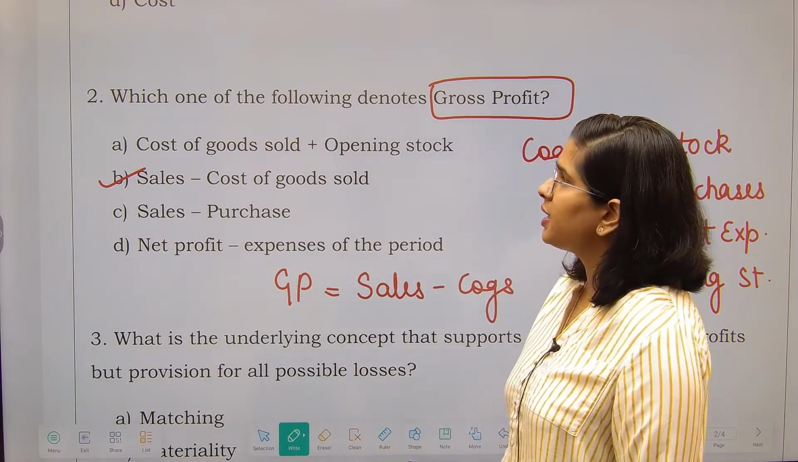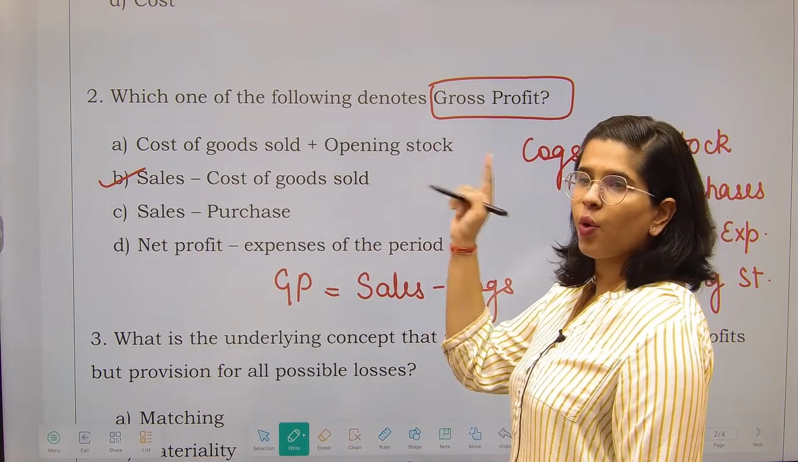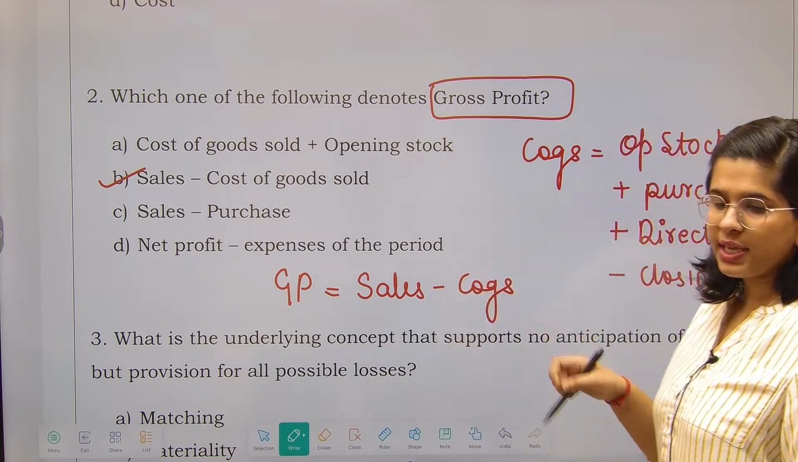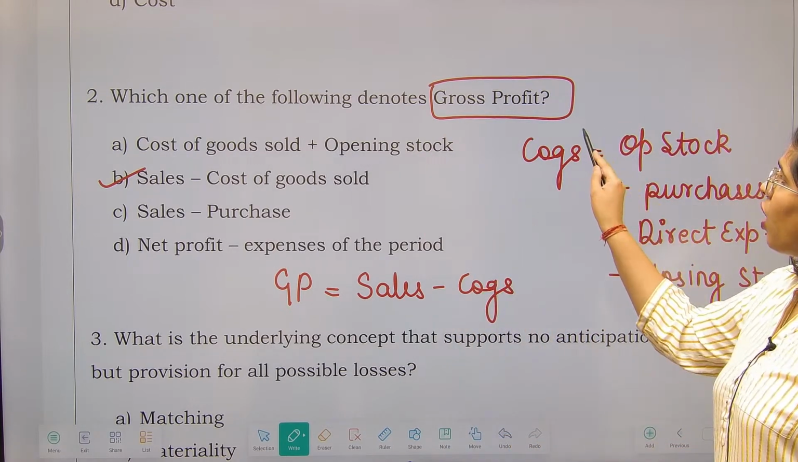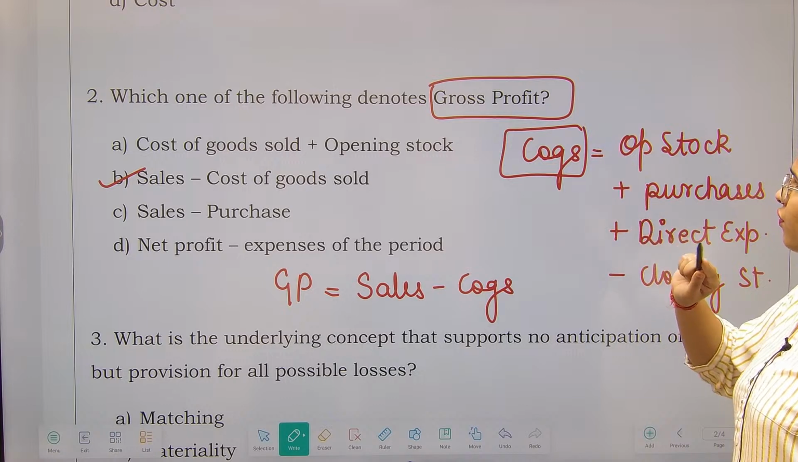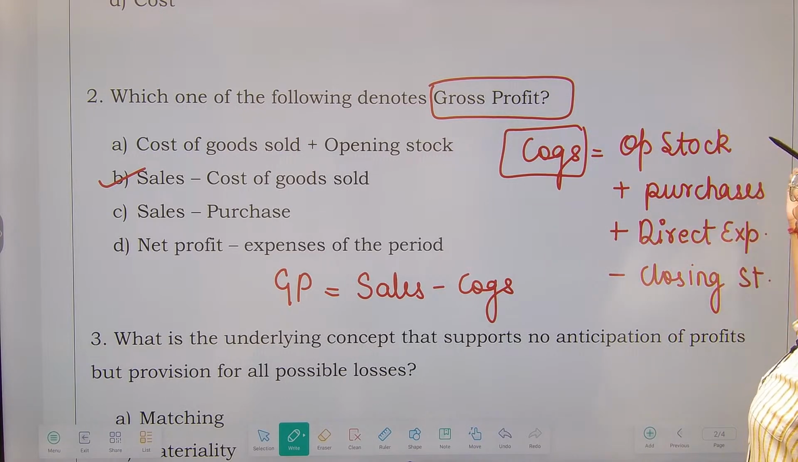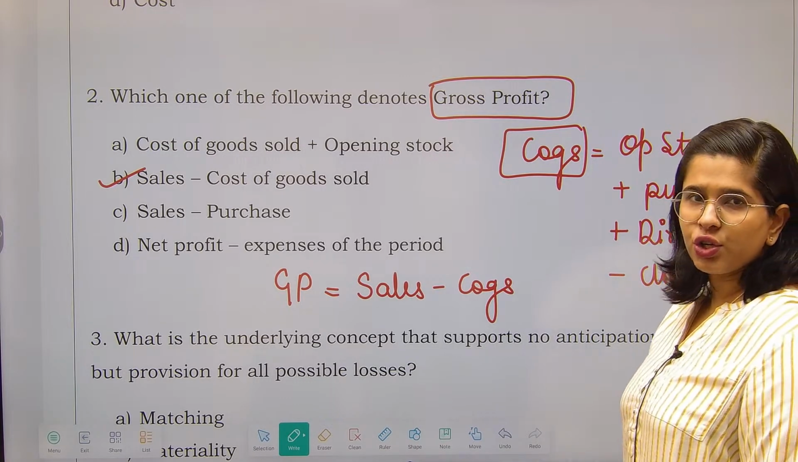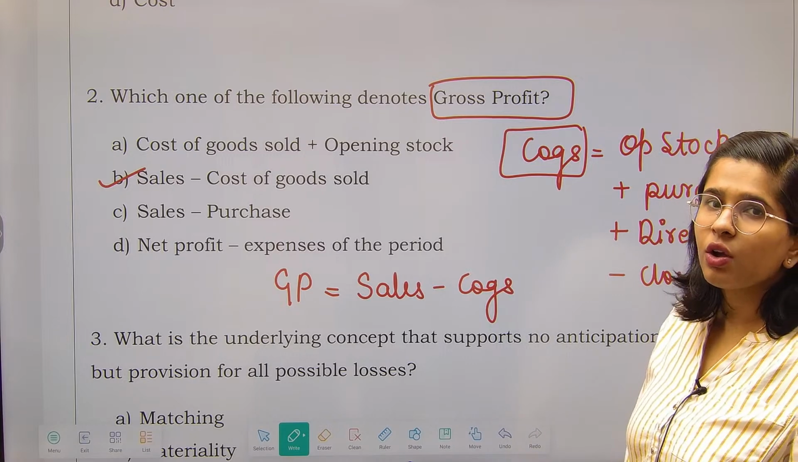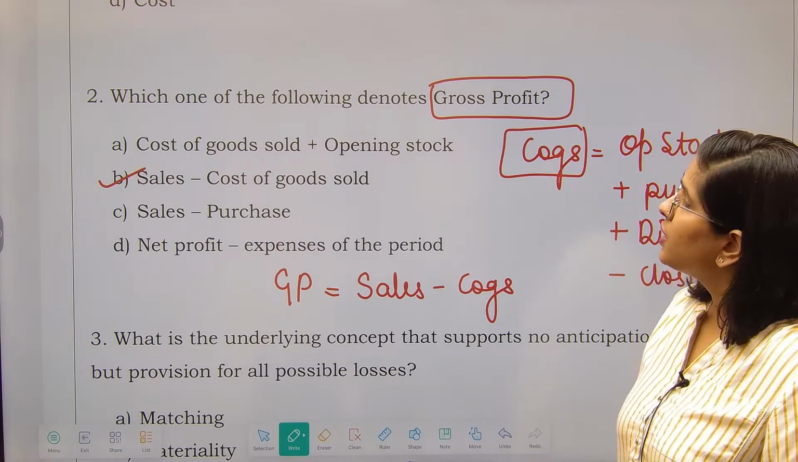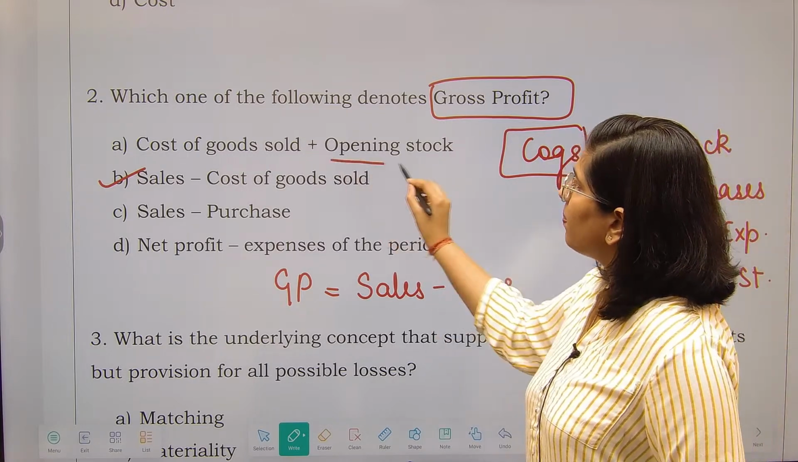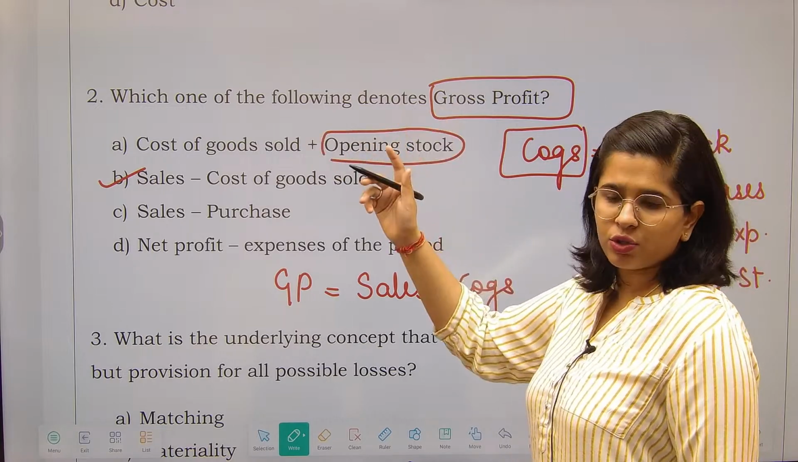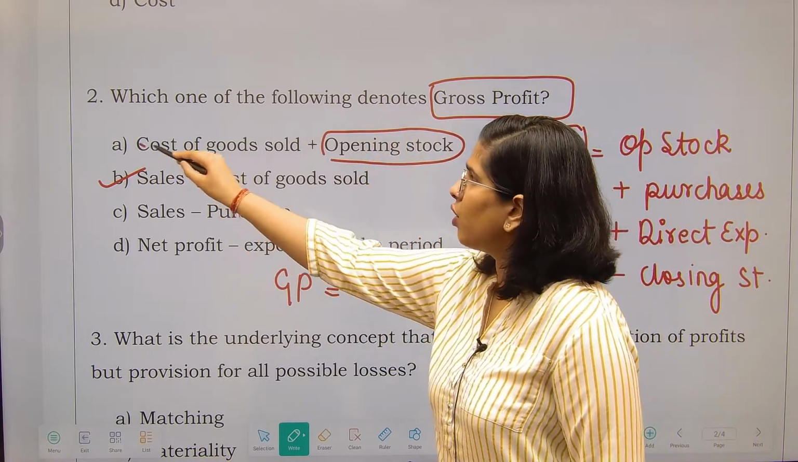What are the other options saying? Cost of goods sold plus opening stock. Now if you already know the COGS formula, you will see that it is opening stock plus purchases plus direct expenses less closing stock. This is the formation of your cost of goods sold, right? So why would we add opening stock again to find the gross profit? So this is a totally wrong option.